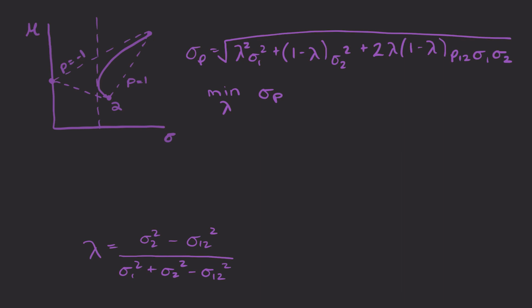By the way, in the special case that rho is equal to -1, I'm actually able to completely eliminate risk. I'm actually able to get a 0 variance portfolio if I pick lambda is equal to sigma 2 over sigma 1 plus sigma 2. So this might be one objective that we want for our investments, right? We might want to find the portfolio that has the least variance, and then this is how we would do that.